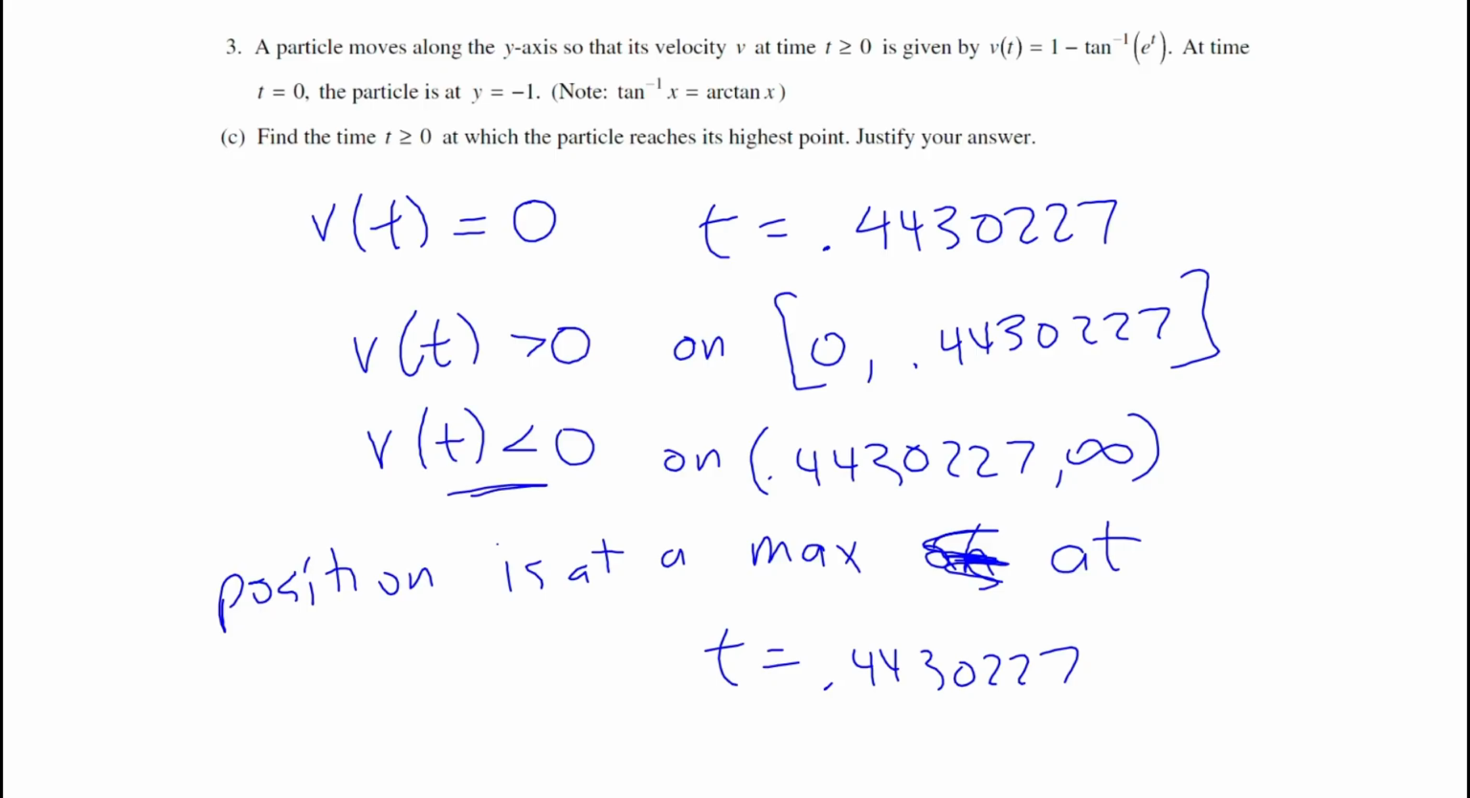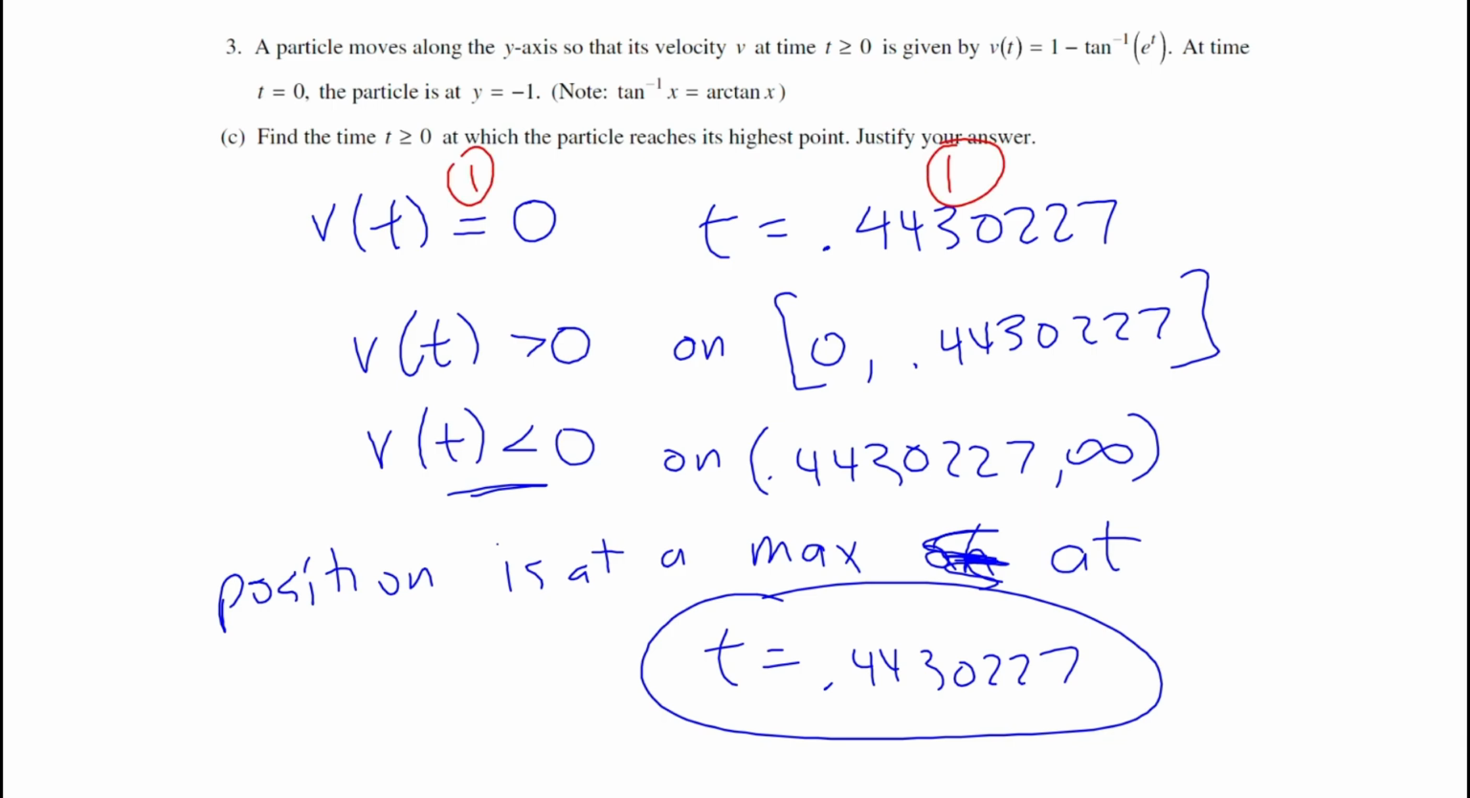And so that max must be at 0.44302227. And we got 3 points for this: 1 for just setting v of t equal to 0, 1 for identifying the candidate, and 1 for justifying that it was a max, right, by talking about the sign of the velocity there.